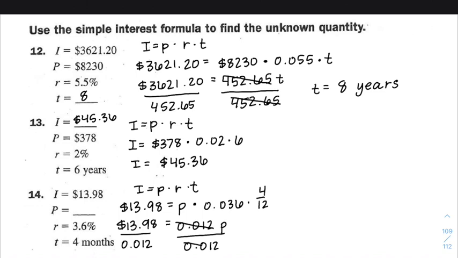0.012 divided by 0.012 equals 1. So those numbers cancel out and leave us with just P. $13.98 divided by 0.012 equals $1,165. So the principal amount is $1,165. And that is the answer to number 14.